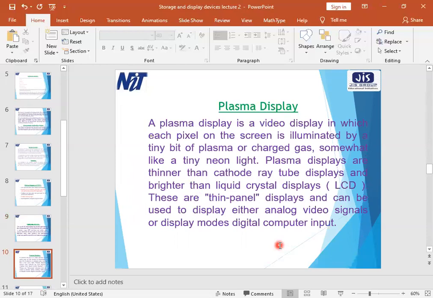Now next is plasma display. A plasma display is a video display in which each pixel on the screen is illuminated by a teeny bit of plasma or charged gas. We have the concept of plasma. Plasma is what? A collection of a large number of ionized particles. Ionized means what are ions? Electrically charged atoms are called ions. So plasma is a collection of a large number of charged ions, somewhat like a teeny neon light. Plasma displays are thinner than cathode ray tube displays. Probably all of you have seen the plasma TV or plasma screen.